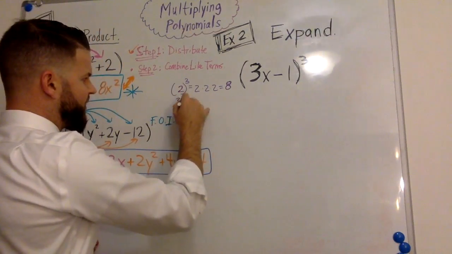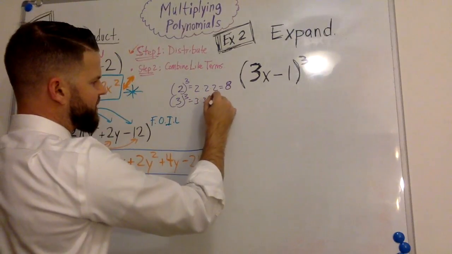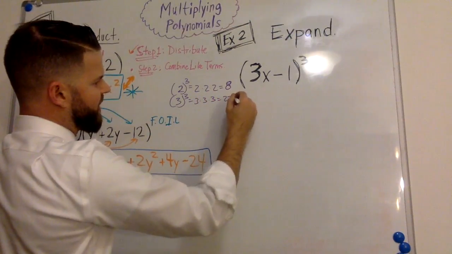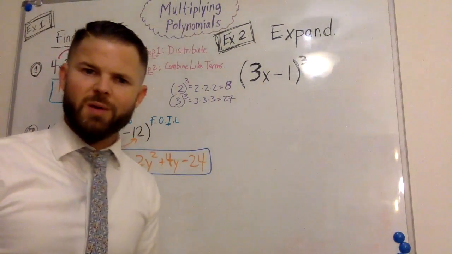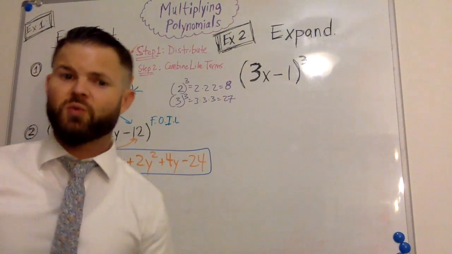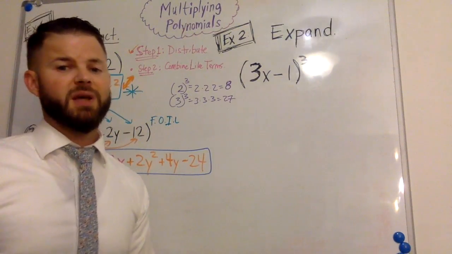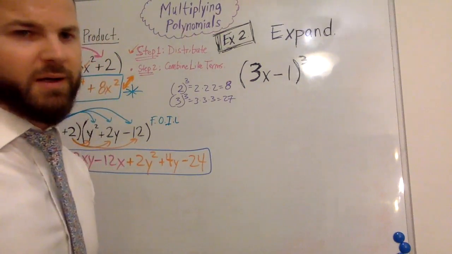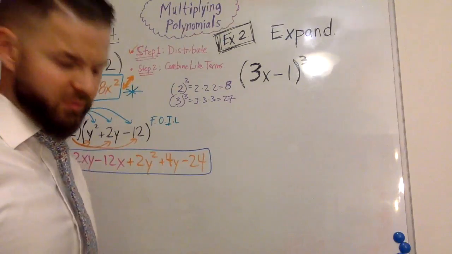So to give you one more run, if I say 3 to the third, that's going to be 3 times 3 times 3, aka a 27, all right? So when I say expand 3x minus 1 to the third, I'm essentially wanting you to multiply 3x minus 1 times 3x minus 1 times 3x minus 1. Find the product, expand it, multiply it, see what happens, right?